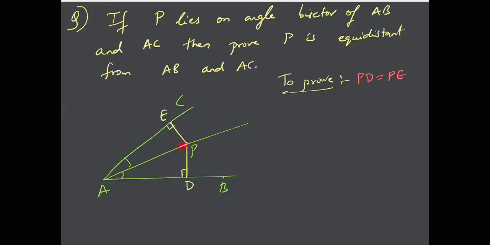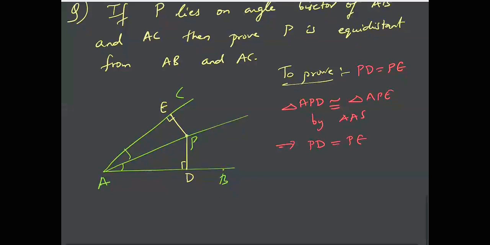Okay. So if you see these two triangles PAD and PAE, you can see that these two angles are equal, and this is a right angle which is equal, and AP is the common side. So by AAS criterion, these two triangles are congruent. So triangle APD is congruent to triangle APE by AAS criterion. So this implies that the corresponding sides, that is PD, must be equal to PE. Okay. So then it is proved, right? So if P lies on the angle bisector of AB and AC, then P must be equidistant from AB and AC.